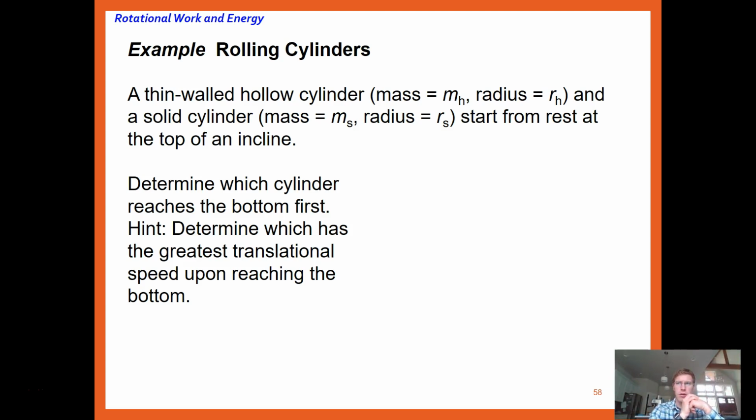Oh, interesting. So we did a conceptual question that had to do with two objects reaching the end first, and our explanation was to determine which one had the greatest translational speed at the end, figure out which one gets there first, right? So maybe that's a hint for you. Pause it and try to figure it out. I want you to prove it to me using this idea of inertia.